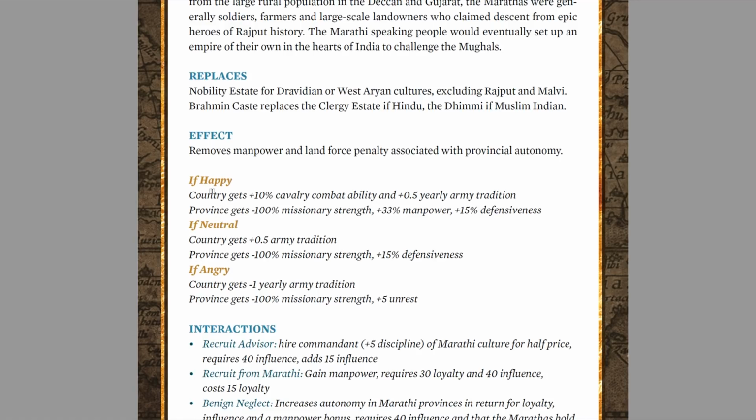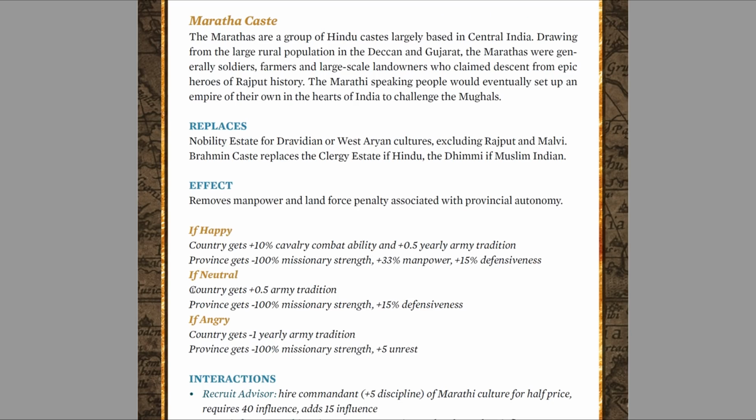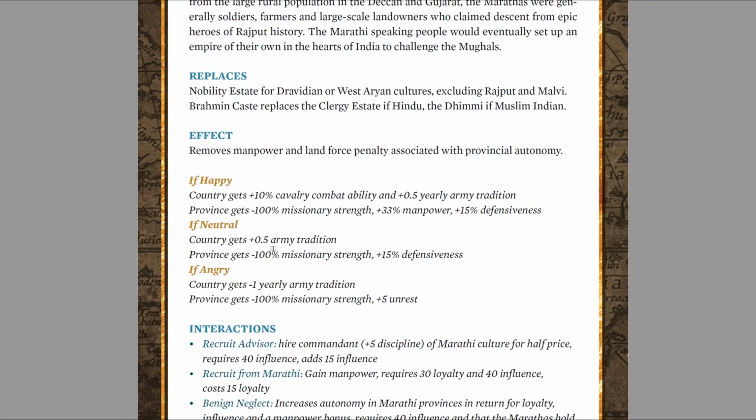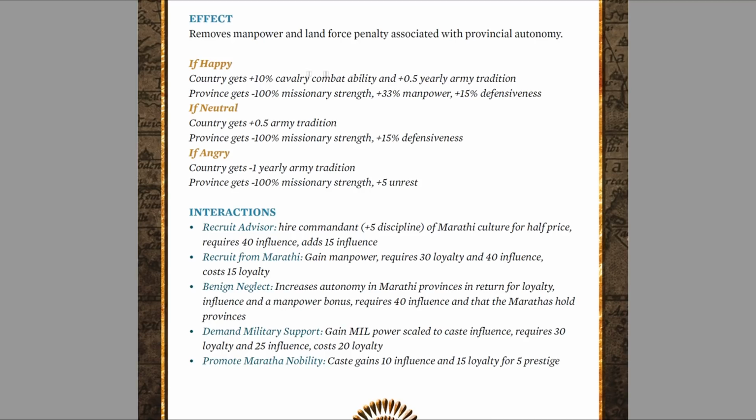So if happy, country gets plus 10% cavalry combat ability. Okay, 0.5 yearly army tradition, pretty good. Province gets minus 100% missionary strength, 33% manpower, and 15% defensiveness. Okay, it's pretty good actually, yeah. And if neutral, just 0.5 army tradition, it's still nice. And if they're angry, country gets minus 1 yearly army tradition. Okay, it's good to at least keep them neutral. The plus 0.5 army tradition is pretty good. Also, the cavalry combat ability early game is great, like till mid game.